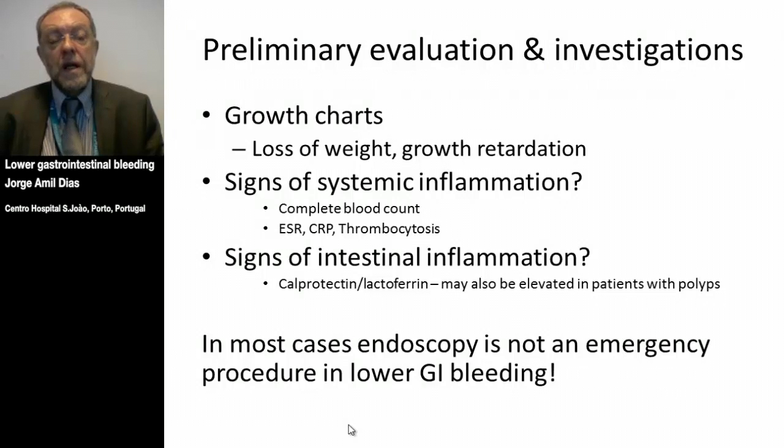We can look at the calprotectin or lactoferrin in the stools. These are proteins derived from the neutrophils, and they are usually increased in the stools of patients with intestinal inflammation. However, we must keep in mind that other sources of calprotectin may show up in the stools in patients with polyps. Therefore, a very high value of calprotectin in the stools in an otherwise healthy patient with just some blood occasionally in the stools may suggest a possible diagnosis of polyp.